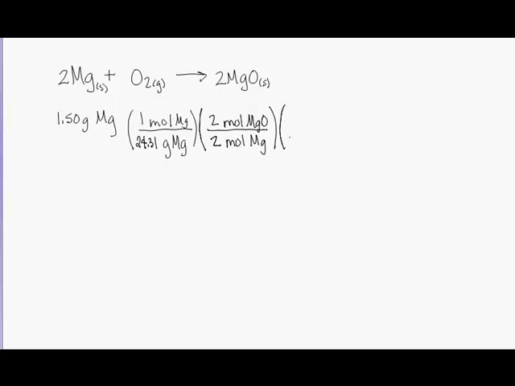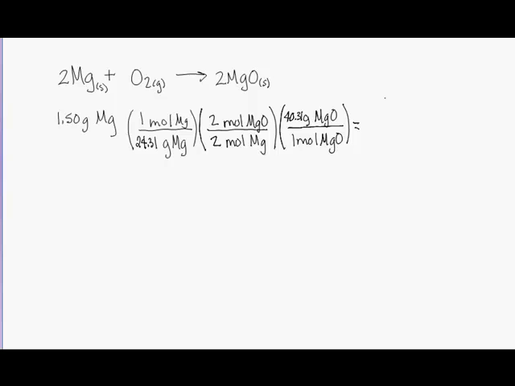Now that we're in moles of magnesium oxide, we need to calculate the molar mass of magnesium oxide so that we can find the grams. To do this, we add the mass of the magnesium, 24.31, to the mass of oxygen, 16.00, which we can find on the periodic table, and find that the molar mass is 40.31 grams per mole.